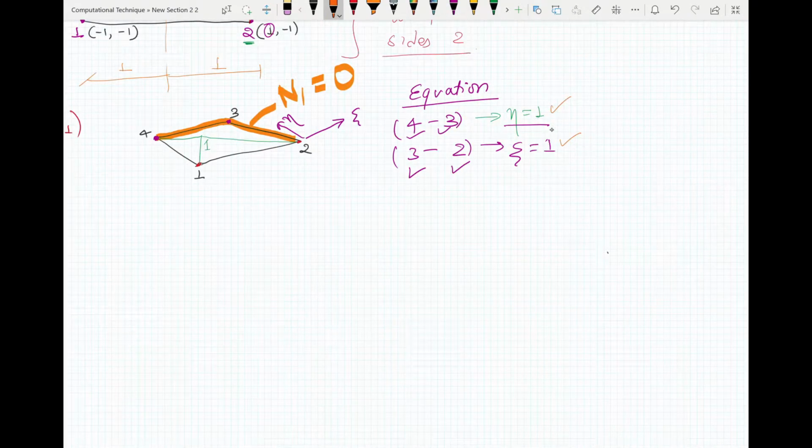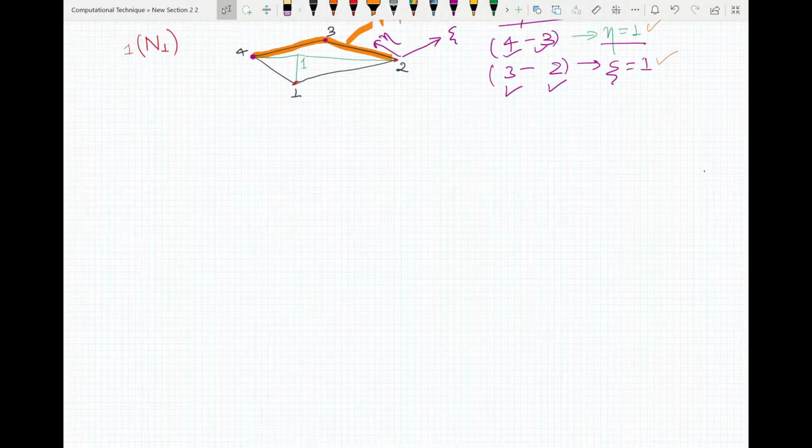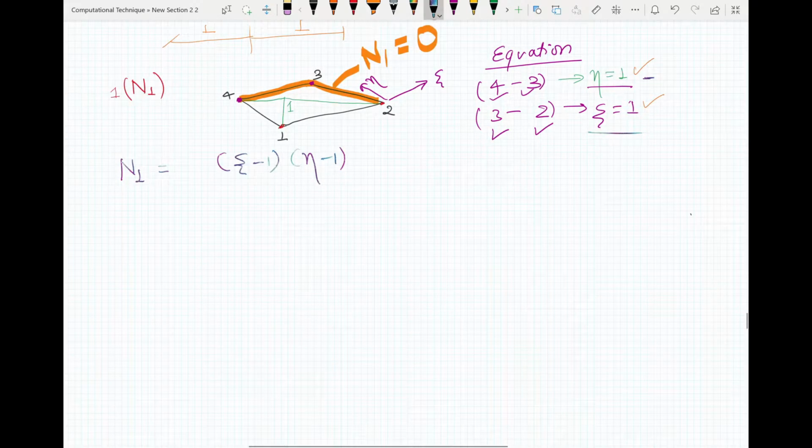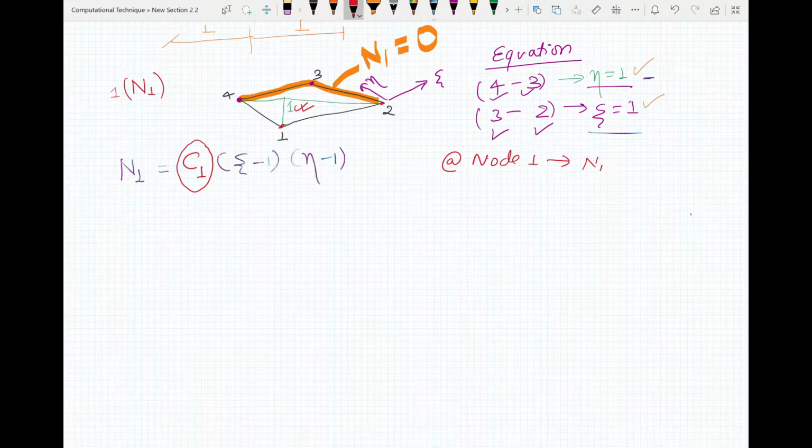Now we have to form an equation that contains these two equations here. So that equation will be in the form: xi minus 1, that is 0, this one, and eta minus 1, that is this one, with some constant c1. Now this constant is here because we have one more condition to satisfy, which is this one here. So at node 1, the value of n1 equals 1.